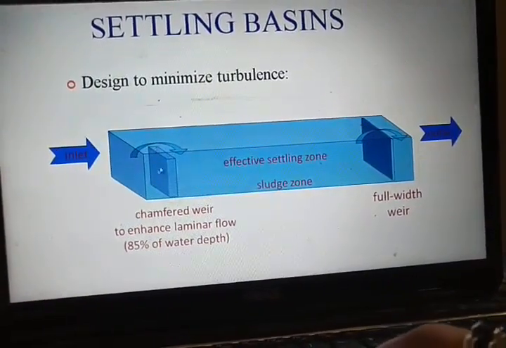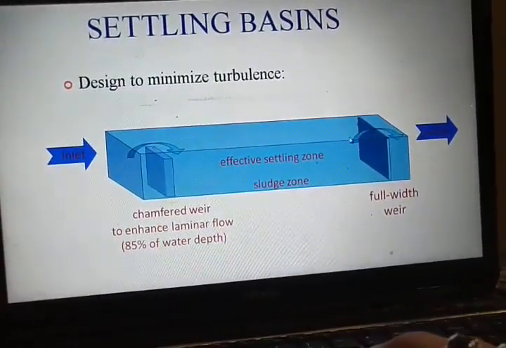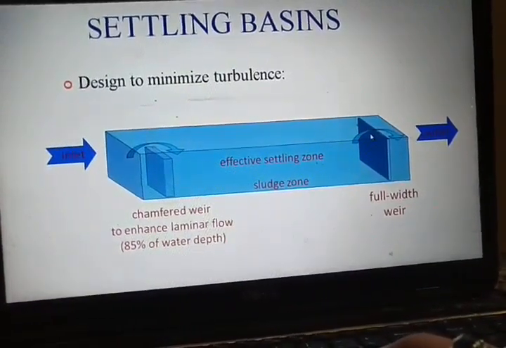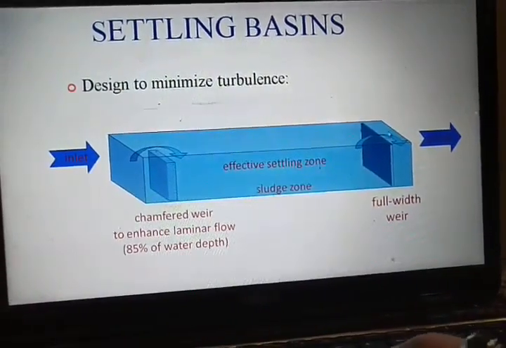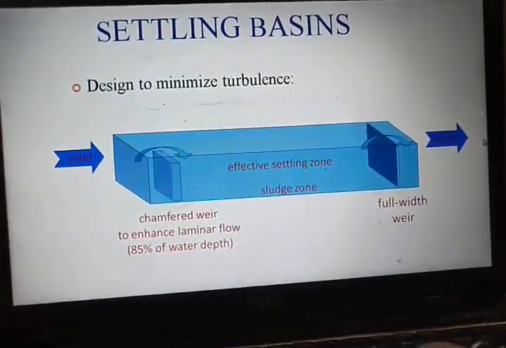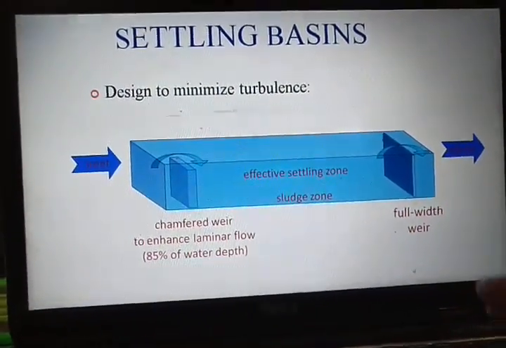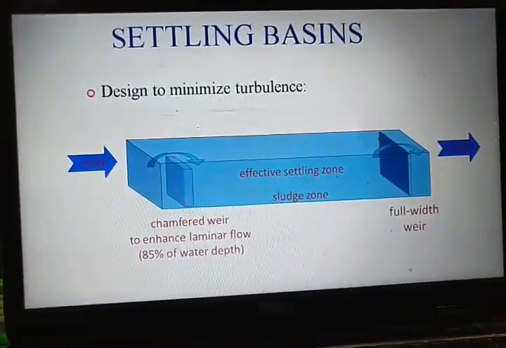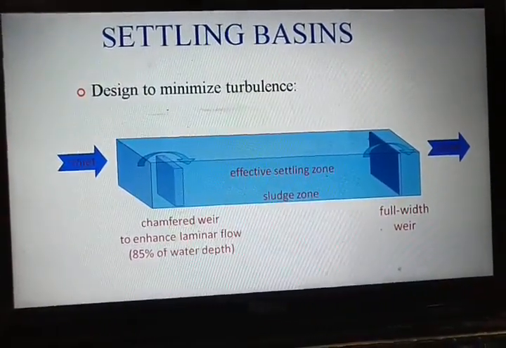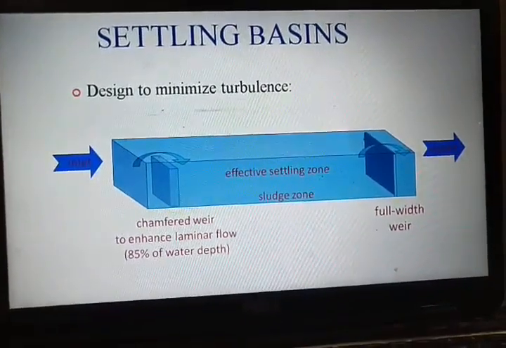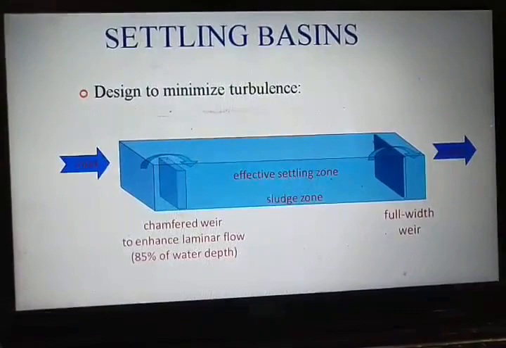Okay, and this is the chamfered weir, and this is the full width weir wherein the treated water from the sedimentation tank will be overflown using this weir, that is, water is taken out and sent for the next treatment unit, that is filtration. Okay, I hope you have understood what is meant by the different zones in a sedimentation tank, that is inlet zone, settling zone, outlet zone and sludge zone, and their locations in a sedimentation basin.